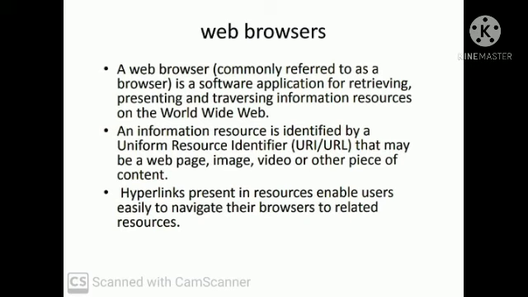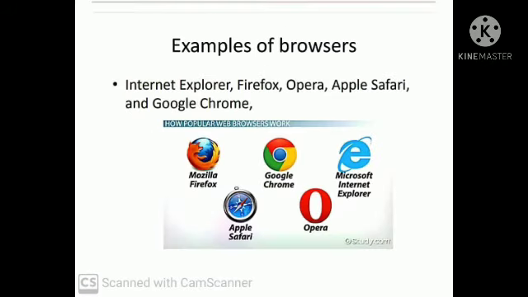Next one, web browsers. A web browser is a software application for retrieving, presenting, and traversing information resources on the World Wide Web. An information resource is identified by a uniform resource locator, that is known as URL, that may be a web page, image, video, or other piece of content. Hyperlinks present in resources enable users easily to navigate their browsers to related resources. Examples of web browsers are Internet Explorer, Firefox, Opera, Apple Safari, and Google Chrome.